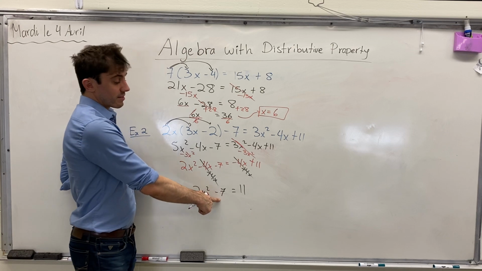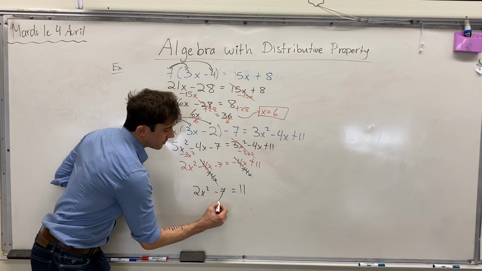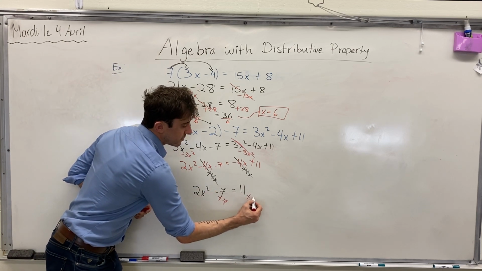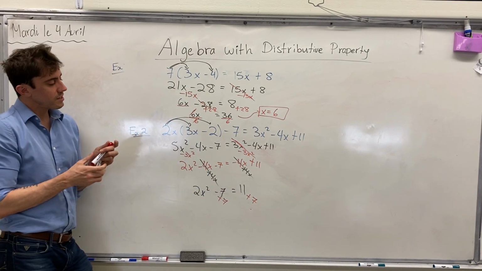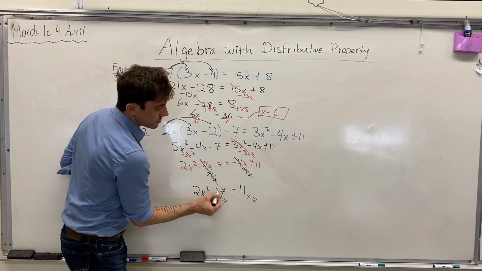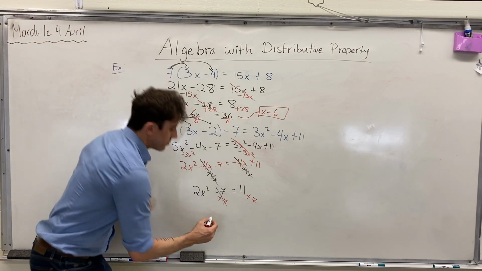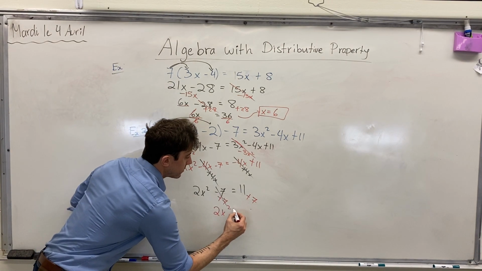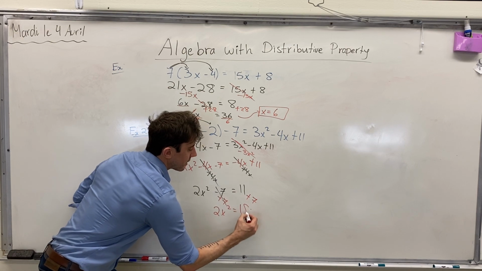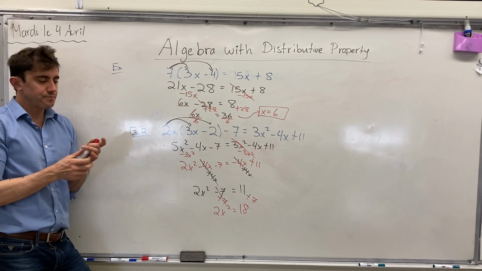So I want to get rid of the minus 7, thus adding 7 on both sides. That will get rid of the minus 7. Inverse operations always cancel each other out. And so we have 2x squared is equal to 11 plus 7 is 18.